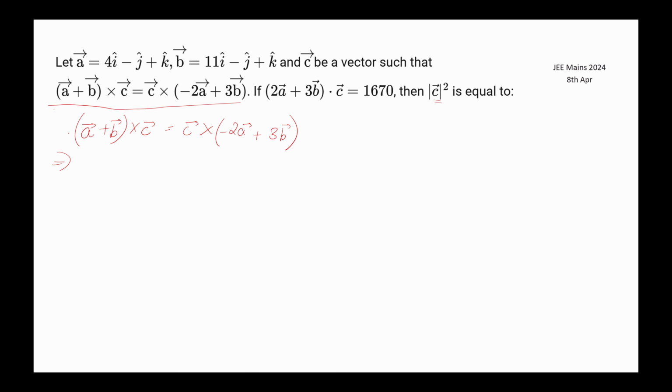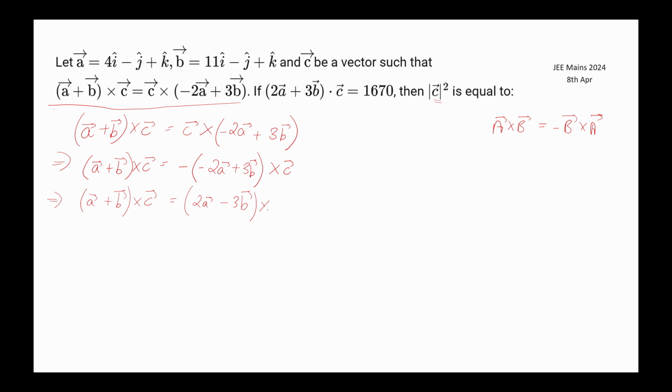We had studied this in our commutative property of cross product. This would remain as it is, cross C vector, and this would transform itself with a minus sign outside: -2A vector plus 3B vector cross C vector. I hope you all remember we had studied that A vector cross B vector is always equal to -B vector cross A vector. So that is what I have done here. Now if I multiply this minus inside, what am I going to get? A vector plus B vector cross C vector is equal to 2A vector minus 3B vector cross C vector.